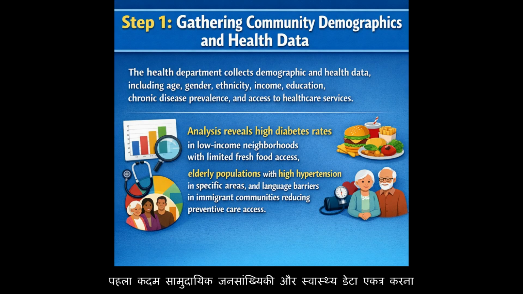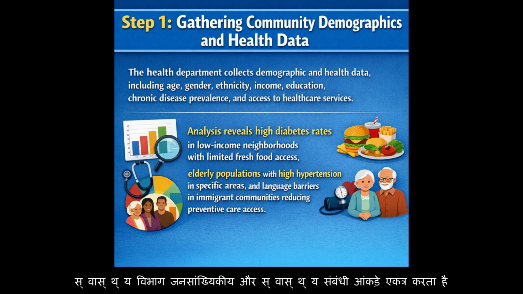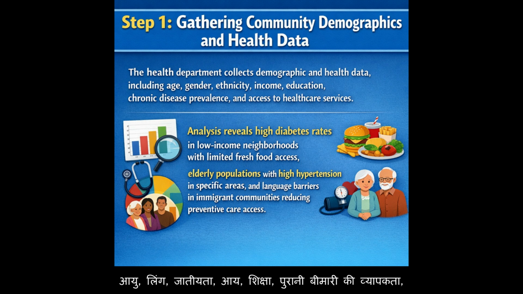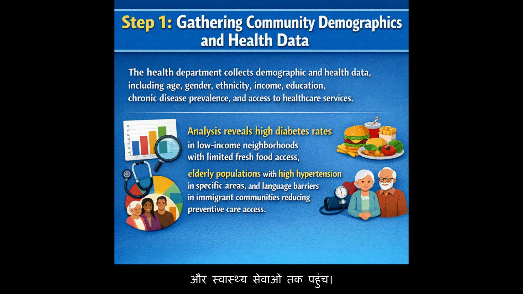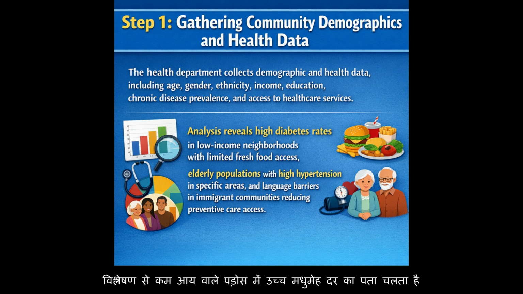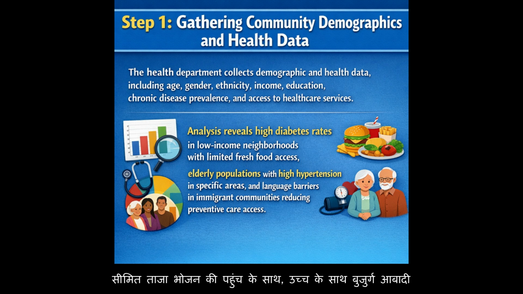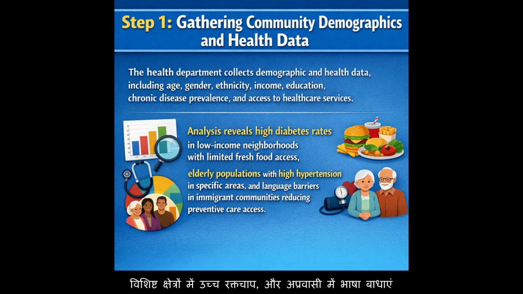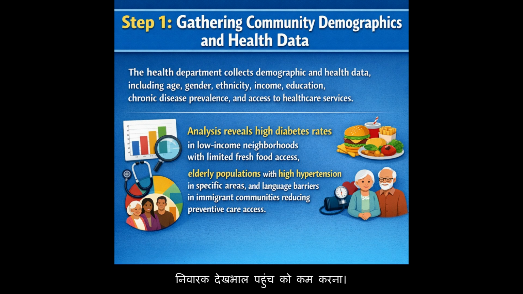Step 1. Gathering community demographics and health data. The Health Department collects demographic and health data, including age, gender, ethnicity, income, education, chronic disease prevalence, and access to healthcare services. Analysis reveals high diabetes rates in low-income neighborhoods with limited fresh food access, elderly populations with high hypertension in specific areas, and language barriers in immigrant communities reducing preventive care access.